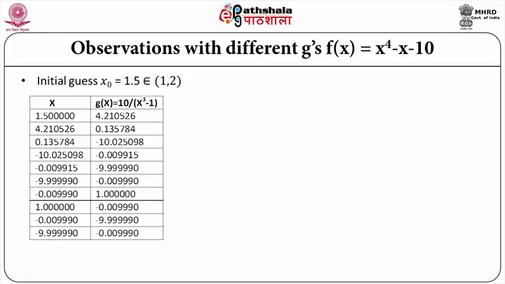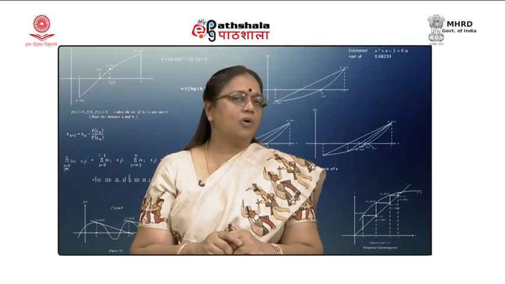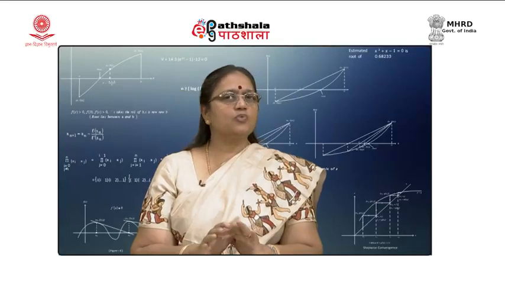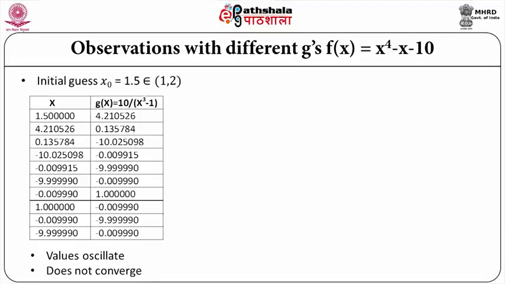You can see that these values are leading us nowhere, they are just oscillating between 0 and minus 10. So, here the oscillation is taking place, and the method is not converging. The derivative is not less than 1. So, convergence was not guaranteed, and that is what is happening.